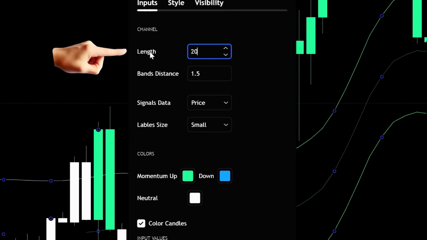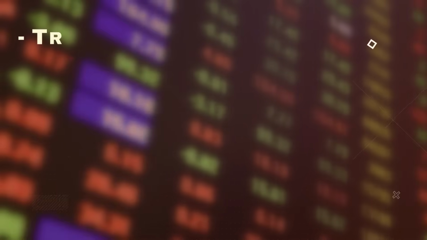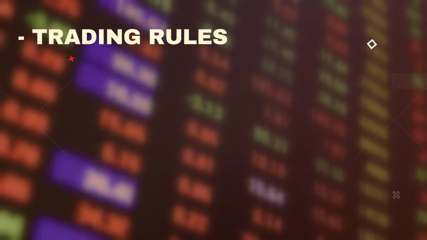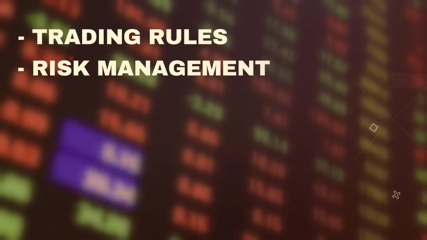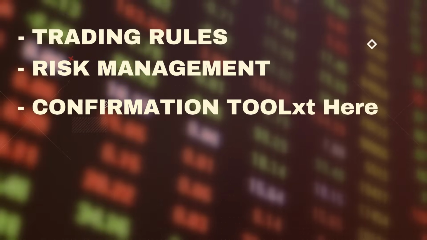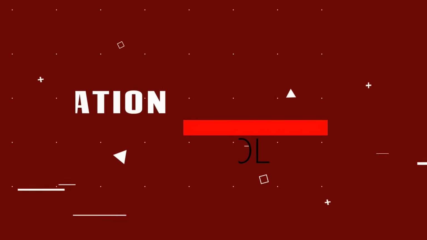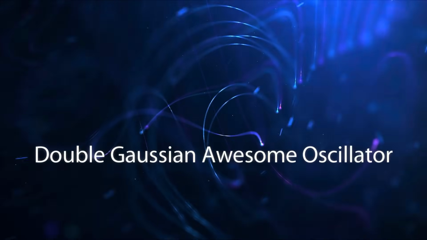Now, hold on a second. If you're thinking we're just gonna blindly jump into trades whenever you see a buy or sell signal on this one TradingView indicator, you're making a big mistake. We need more than that to actually make money consistently. We need some solid trading rules, good risk management, super important, and crucially, a confirmation indicator. This is where the true indicator insider method comes in. So, for that confirmation, we're gonna grab another powerful TradingView indicator called the Double Gaussian Awesome Oscillator.